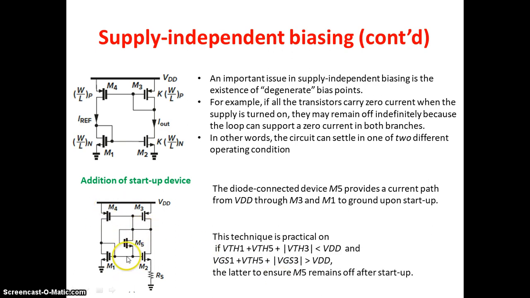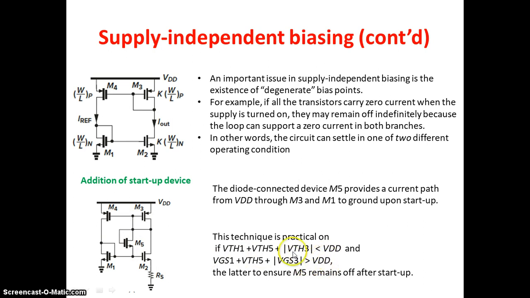In order to achieve this, initially my VDD needs to be greater than VTH1 plus VTH5 plus VGS3. These three terms need to be less than VDD, then only it is going to be turned on. By combining all those three, if I have sufficient VDD, then it can turn on, otherwise it is not going to turn on. In the same way, VGS1 plus VTH5 plus VGS3 should be greater than VDD.